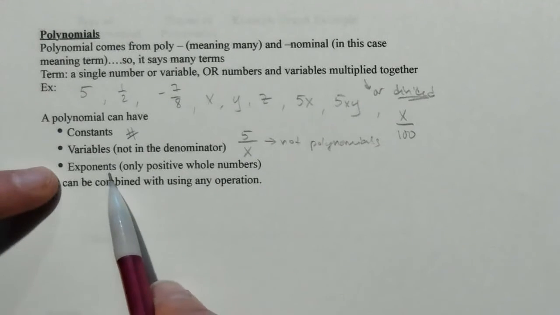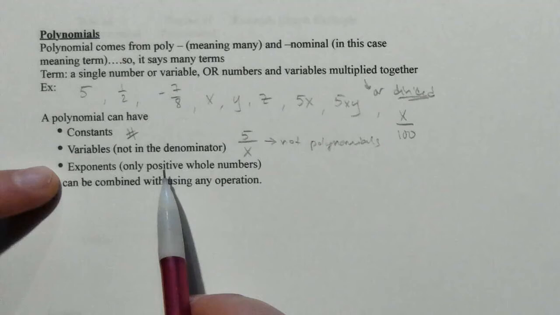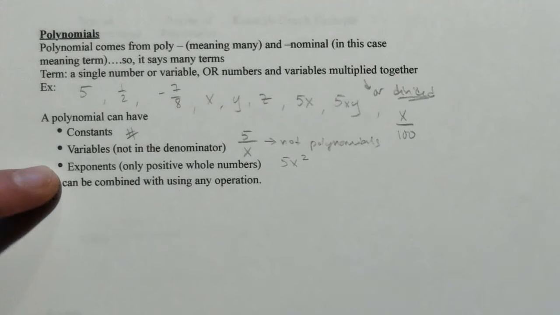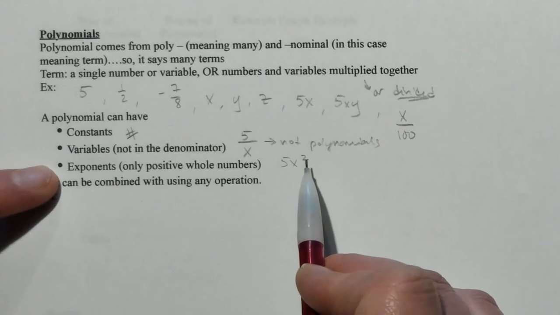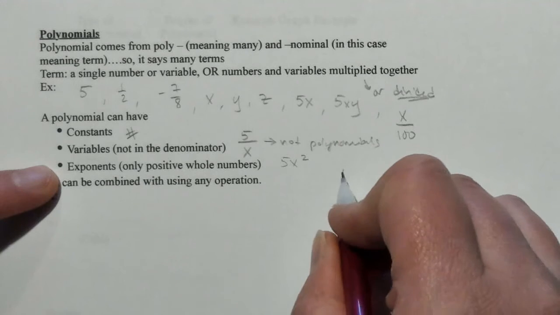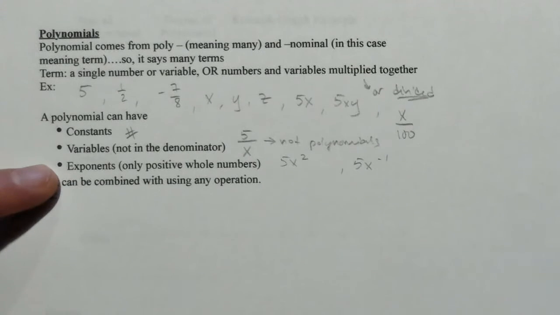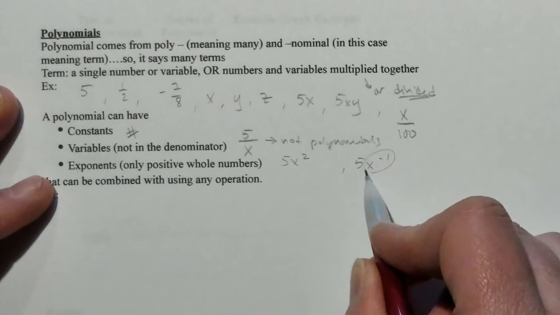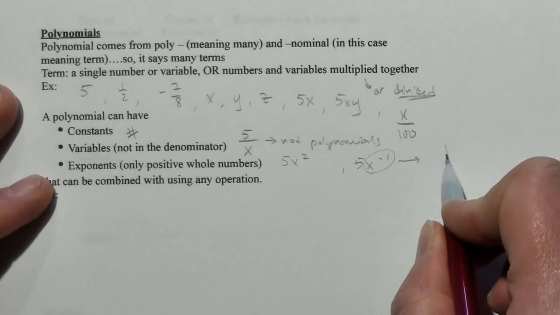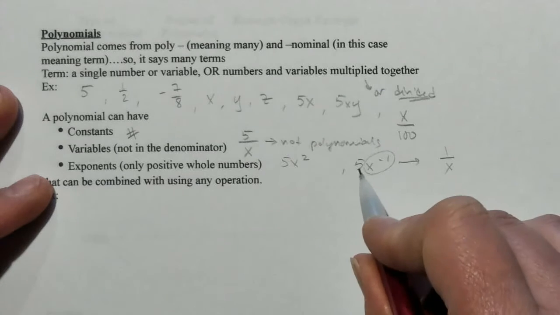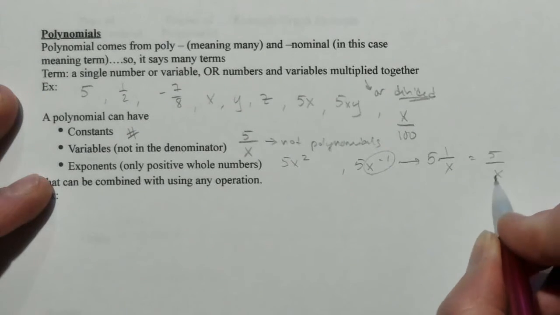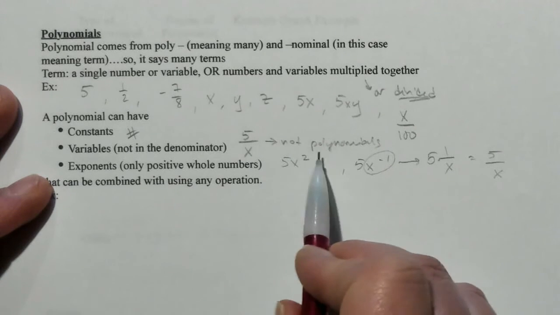Polynomials can also have exponents, but those exponents can only be positive whole numbers. So if I had something like 5x squared, that's okay because my exponent here is a positive whole number. If I had 5x to the -1, this is a little bit of review of exponents from weeks ago now, but this x to the -1, remember using our law of exponents really means 1 over x. So 5x to the -1, we could just put the 5 in front here. This is really the same as 5 over x, which we just talked about here is not a polynomial.